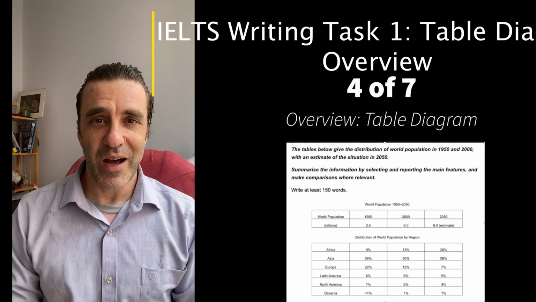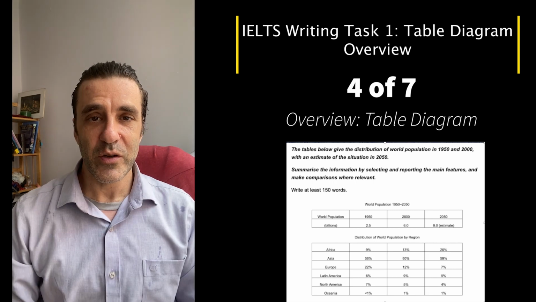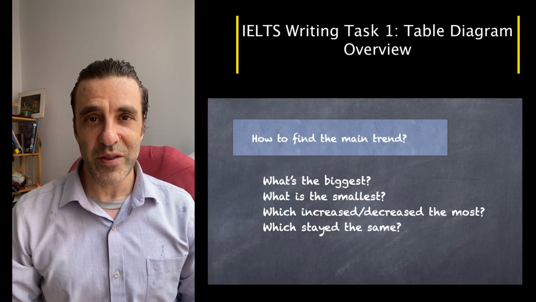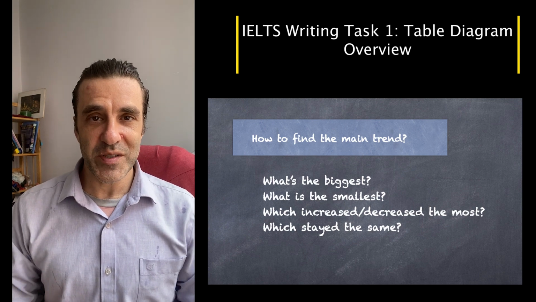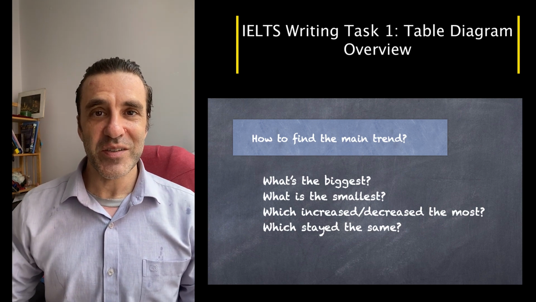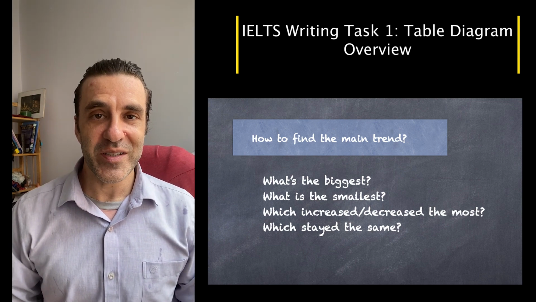Today, we're going to look at IELTS Writing Task 1 overviews for the table diagram. So remember, when looking for the main trend, there are 4 basic questions we should ask ourselves. What's the biggest? What's the smallest? What has increased the most over time? Or what has decreased the most over time? Or what has stayed the same?